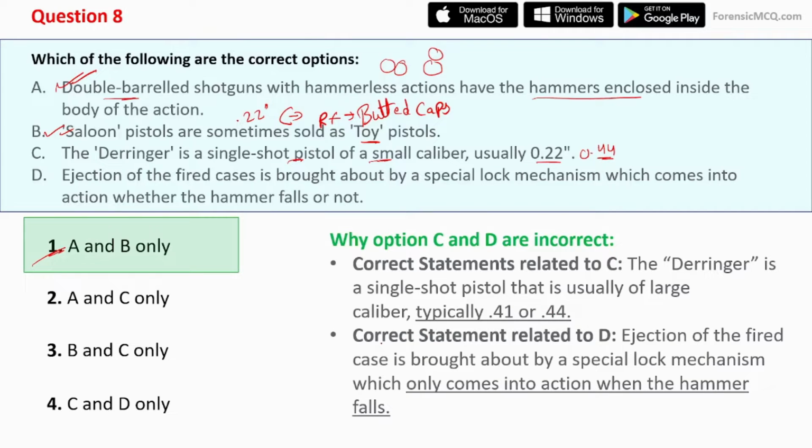Now check the correct form of statement D. Ejection of the fired case is brought about by a special lock mechanism which only comes into action when the hammer falls. So as the question says, the special lock mechanism which comes into play whether the hammer falls or not. But the correct statement is that it only works when the hammer falls. That's why options C and D are incorrect. Now let's move to question number 9.